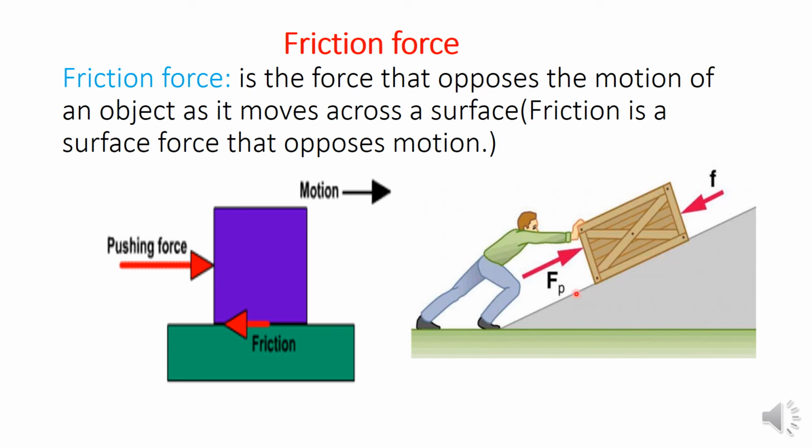Here we have an inclined plane and the block. The surface of the object is in contact with the inclined plane, so you conclude that those two objects are in contact. A friction force is a force that opposes the motion of an object that moves across a surface.